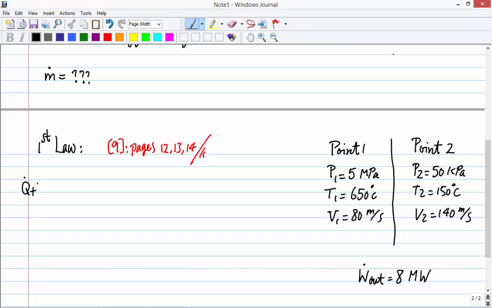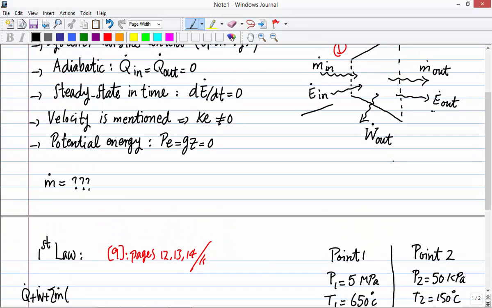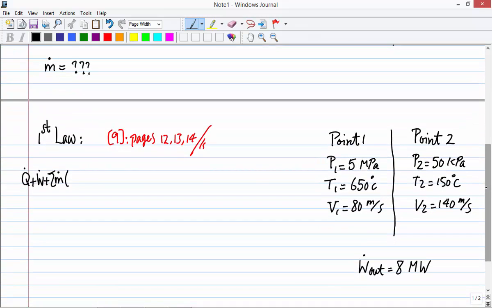It is Q dot plus W dot plus the summation over all these energies, E dot in and E dot out, the summation over all the inlets and all the outlets. So that's going to be the sum over m dot times (h plus V squared divided by 2 plus gz), all at the inlet, and that's going to equal Q dot plus W dot plus the summation over m dot times all these energies.